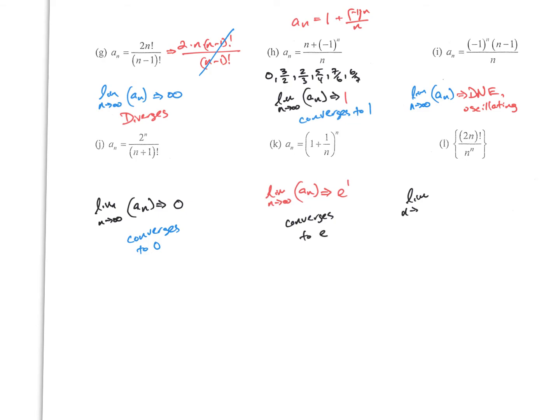So now if I have a limit as n approaches infinity, I have a factorial up top, and I have an n to the n on the bottom. Who wins? The bottom wins. So what happens? We get 0. So it converges to 0. All right, pretty good? All right.